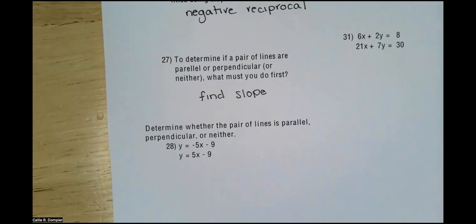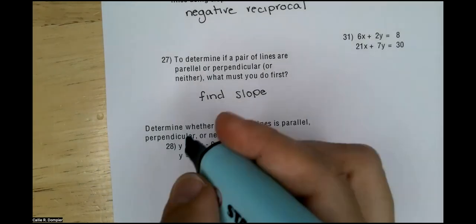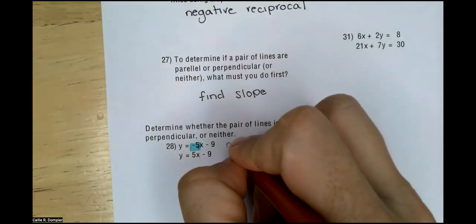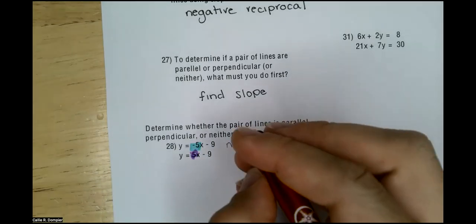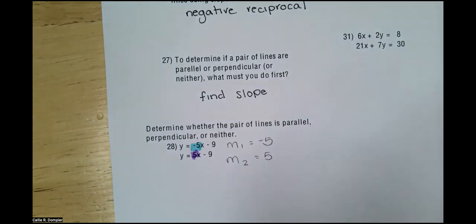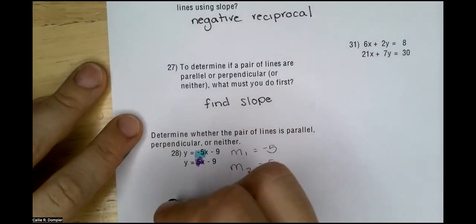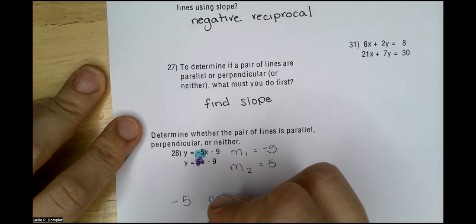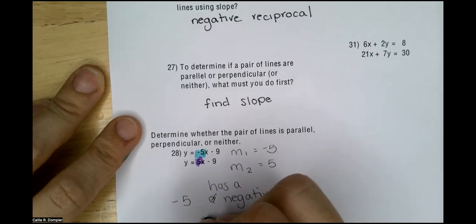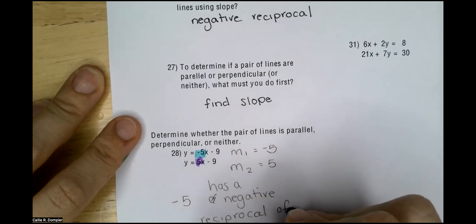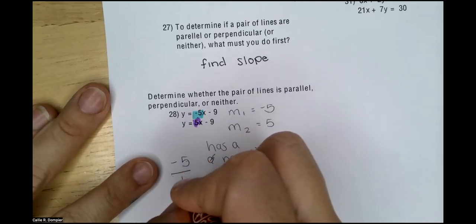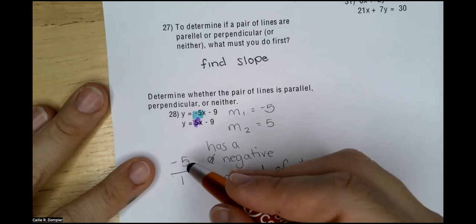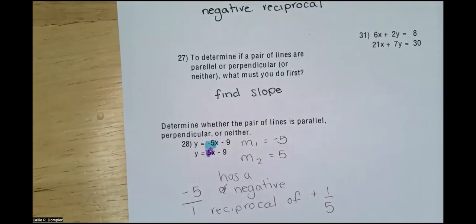So are these parallel, perpendicular, or neither? What do we want to do? We want to look at the slope. This slope is -5, and then this slope is +5. Good. Those are negatives, but they're not the reciprocal. We'll say it has a negative reciprocal of, instead of negative, it's a positive. -5, I need to flip it. How do you flip something that's not even a fraction? You make a fraction. -5 divided by 1 is still -5. So the negative reciprocal of -5/1 is +1/5. Okay.